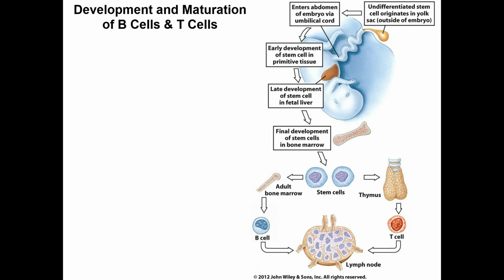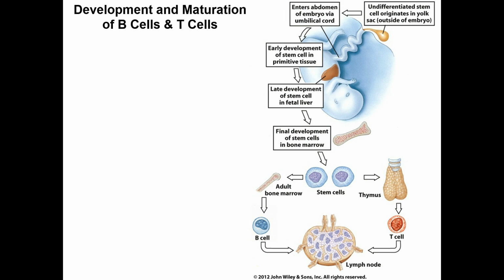So your B and T cells. Both your B and T cells originally are going to originate from the bone marrow. You have undifferentiated stem cells that are going to come from the yolk sac of a developing embryo. You're going to have these stem cells that are hematopoietic, so they can differentiate into all different types of cells.